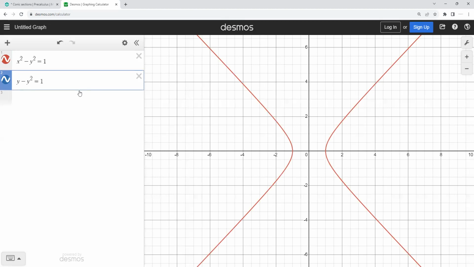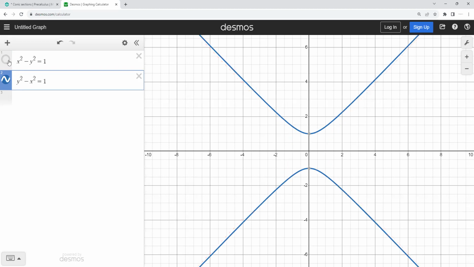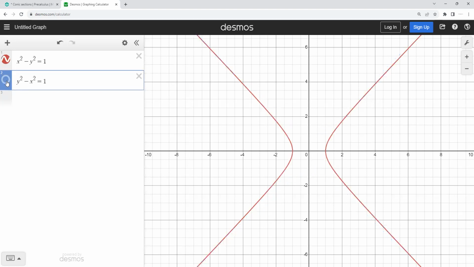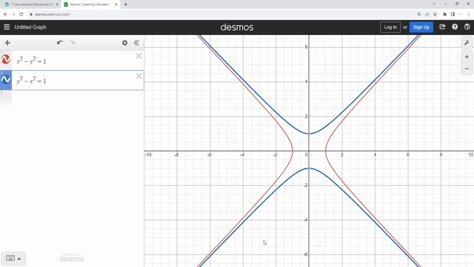Now let's swap the x and the y. If you swap the x and the y, you see if the y comes first, it makes the hyperbola on the y-axis there. If the x comes first, it's the other direction. So that's how you can tell which direction the hyperbola is going.